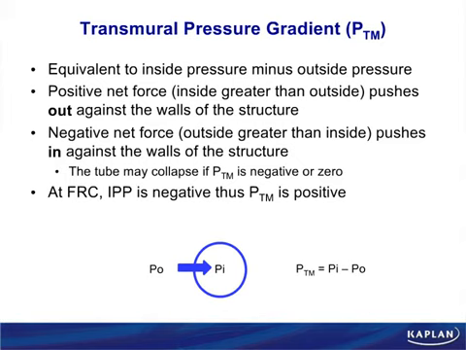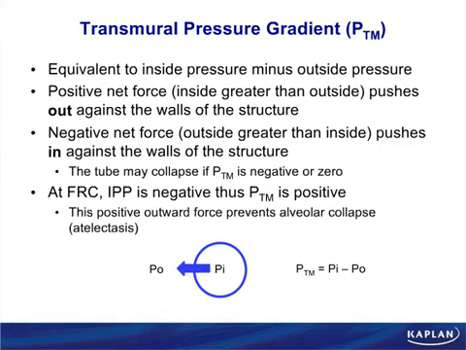So at rest, because IPP is negative, notice that the arrow flipped. We have a force pushing out. This outward force prevents the alveoli from collapsing. In collapsed alveoli, the term is atelectasis. So think of our balloon. Again, the balloon wants to be collapsed. There's that inward force at all times. But because I have a positive transmural pressure gradient, it can't collapse. There's a force pushing out on it.